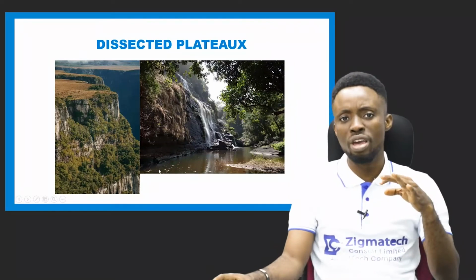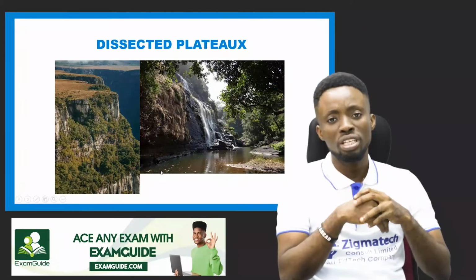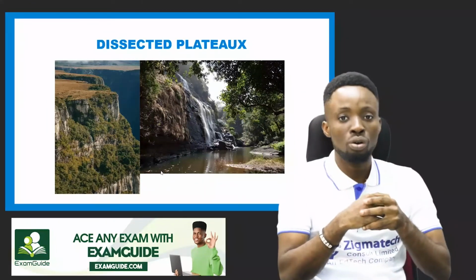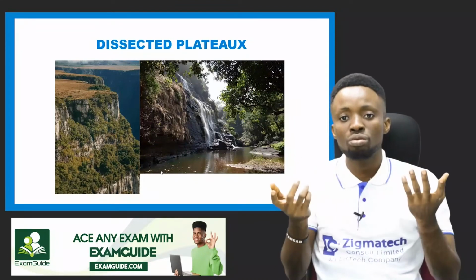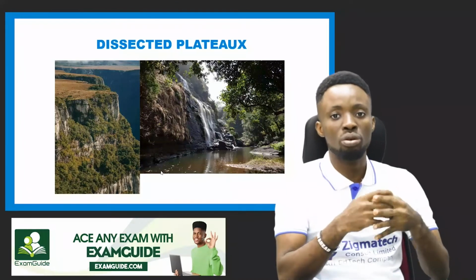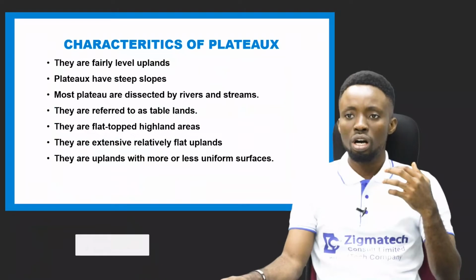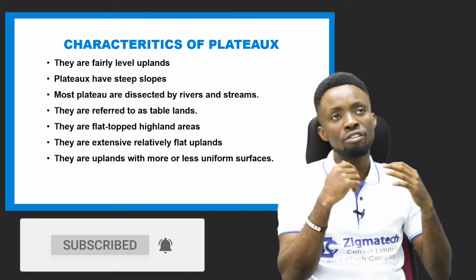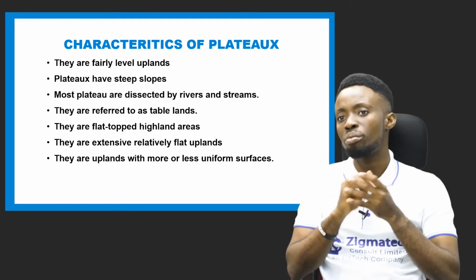As you can see, this plateau here is actually acted upon by the action of running water. And in places where we have a dissected plateau, there's actually a tendency for us to have things like running water or glacier around such a particular place. So what are the characteristics or the features of these plateaus?